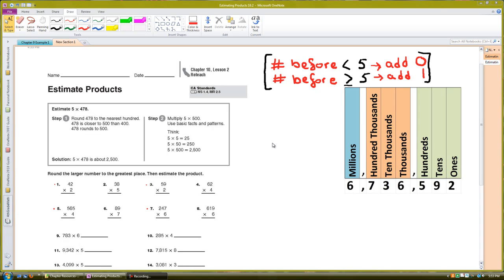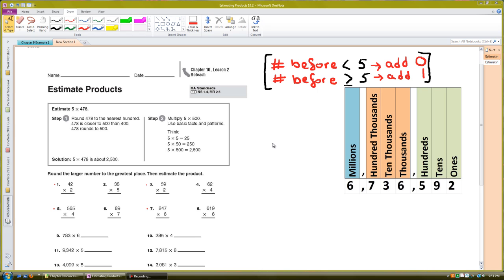Hi class, today we're going to discuss estimating products, and before we do I want to do a quick review on rounding off numbers because that is a crucial element to estimating products correctly. So in our table to the right I've written above it: if the number before the value we are rounding to is less than 5, then we simply add 0 to the number we are rounding to.